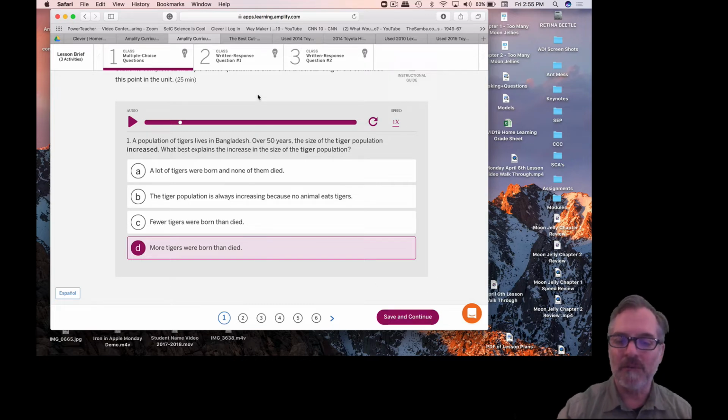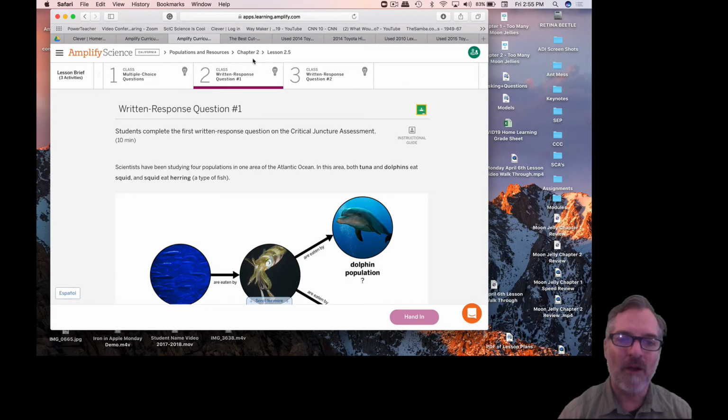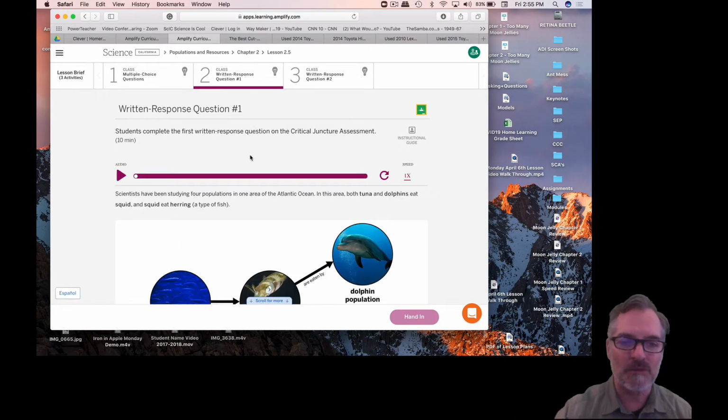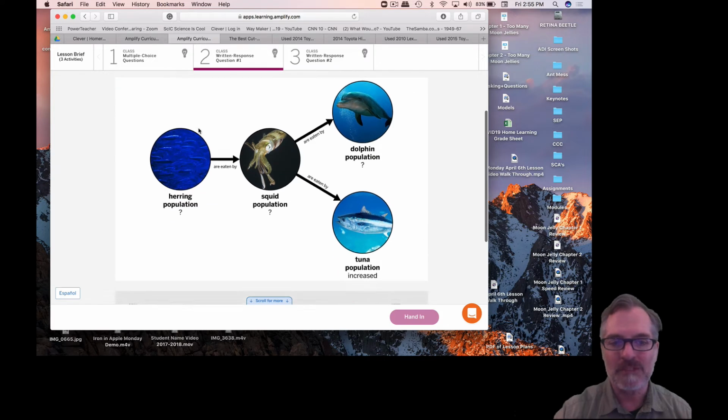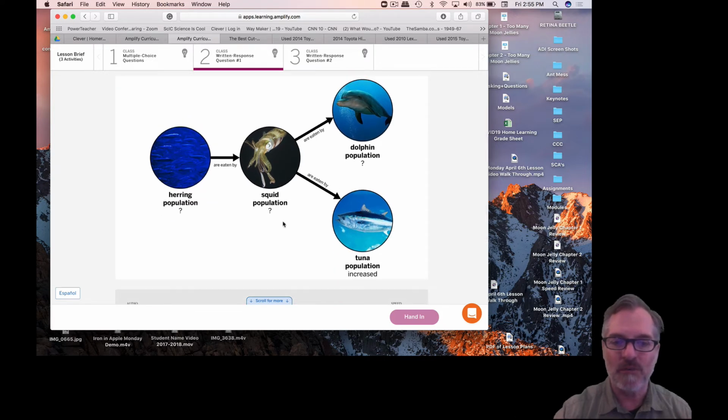All right, when you're done with that, you'll go ahead and turn that in. Then go ahead and click on the written response. So this is written response number 1. It says students have been studying 4 populations in one area of the Atlantic Ocean. In this area, both tuna and dolphins eat squid and squid eat herring, which is a type of fish. So here's our little food web. You've got the herring population here, squid population, dolphin, and then tuna.